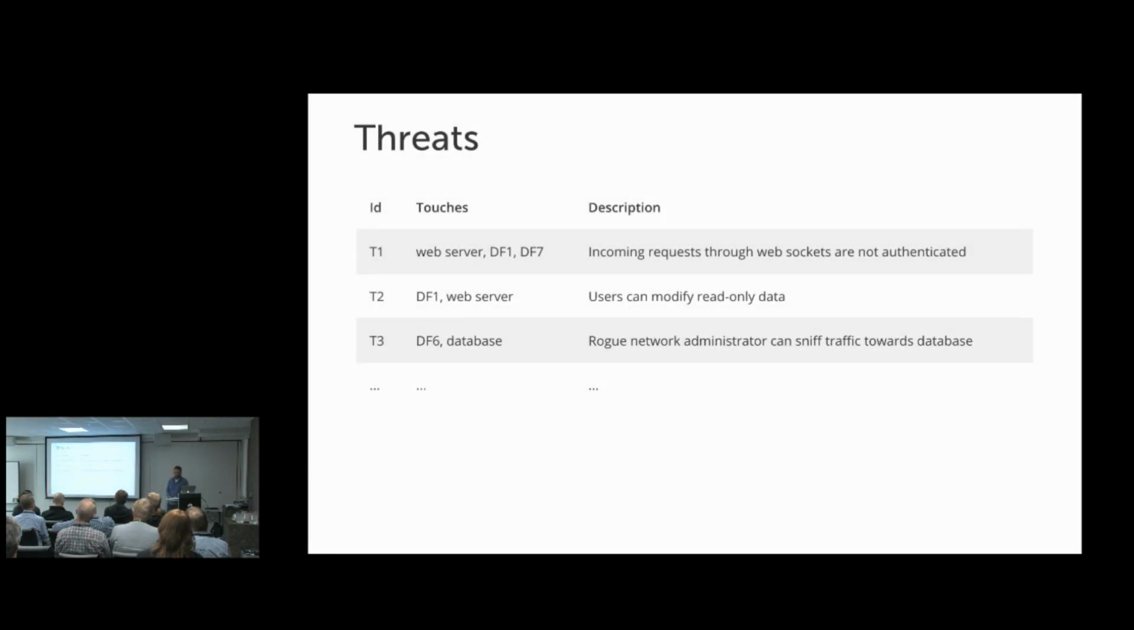When we've found all these threats, we want to document them. This is a simple way of doing it: we have an ID for the threat, we have which elements of the diagram are involved in this threat, and then we have a description. Of course, the descriptions here are very generic. They could be longer, more in-depth, but you get the point. You have an ID, a set of elements the threat is around, and a description of the threat.